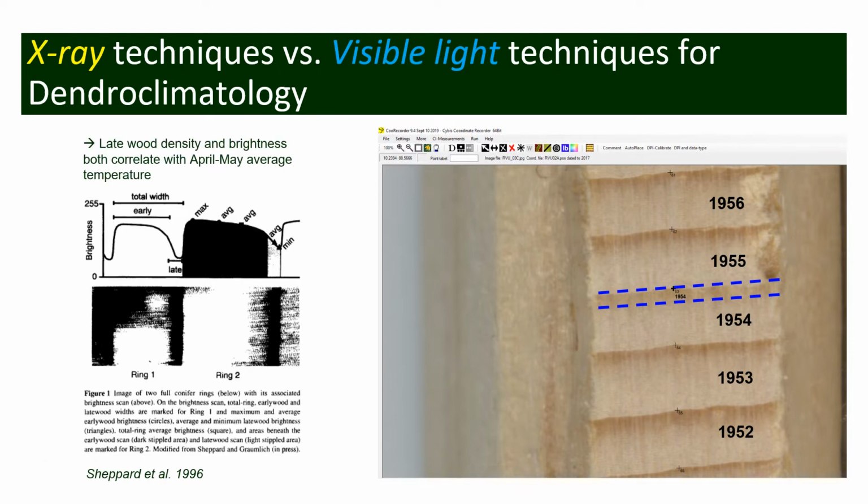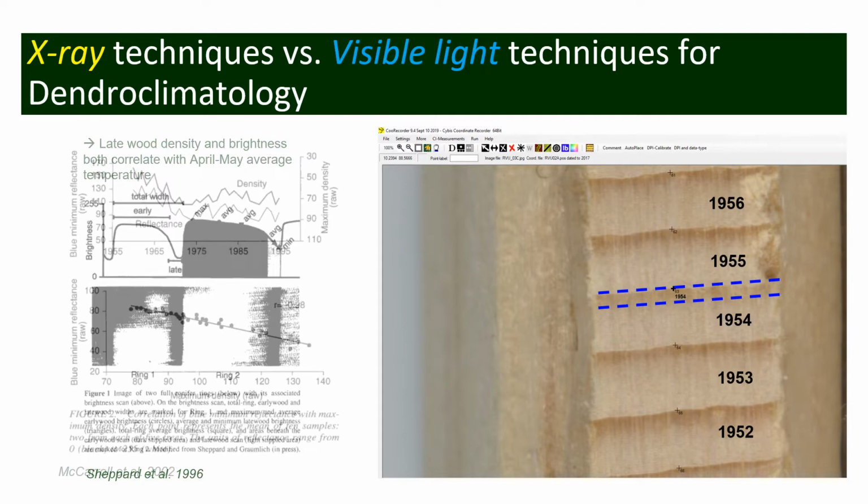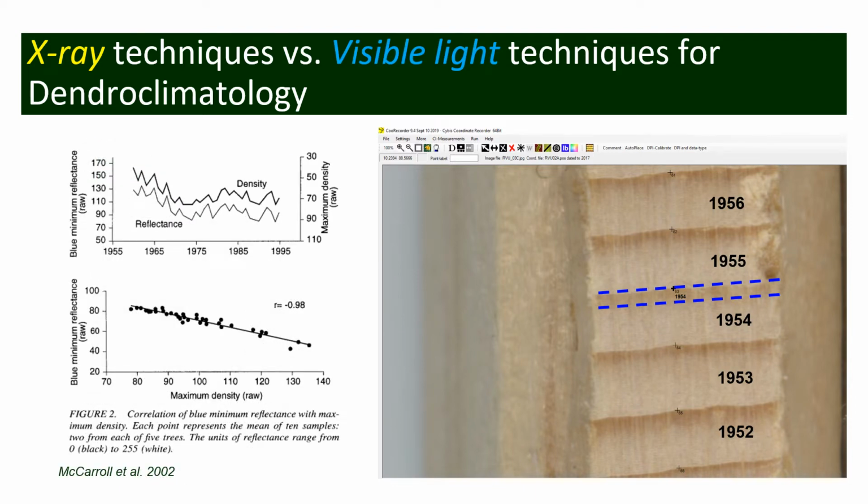Then we have the pioneering work by Sheppard et al. 1996, who later find that both latewood density and latewood brightness are correlated with April and May average temperatures. And then finally, in 2002, McCarroll et al. are able to show that minimum blue reflectance is strongly negatively correlated with maximum latewood density, and if inverted, can actually act as a surrogate parameter for MXD. So this is really the first application of what we know today as blue intensity.